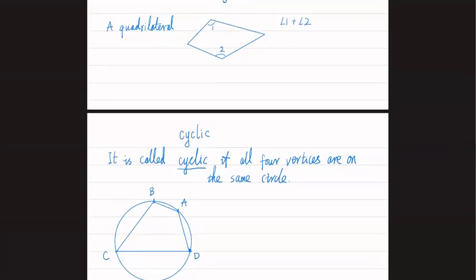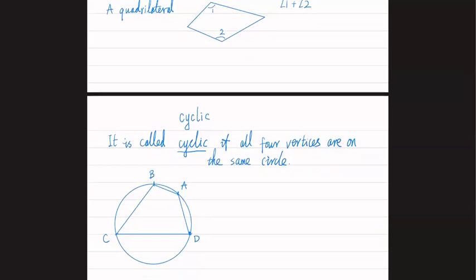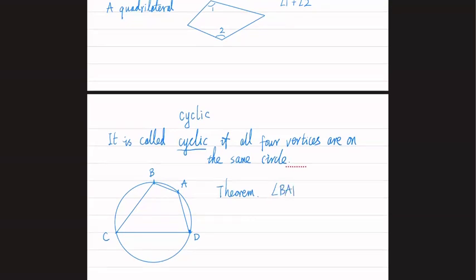Now you can see this is a cyclic quadrilateral. The special property of this cyclic quadrilateral is the summation of the opposite angles. Angle BAD plus angle BCD is 180 degrees. Angle ABC.